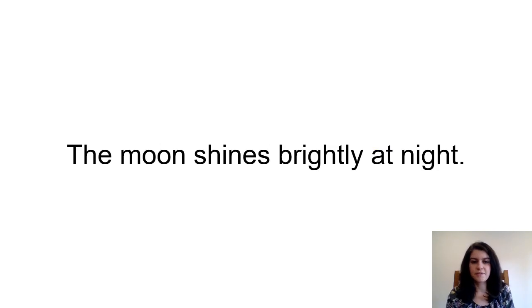Our first sentence says, the moon shines brightly at night. Find the verb in that sentence, the action. Good. The verb is shines. Remember, we wiggle underline verbs, so that's what we're going to practice doing today. We're going to wiggle underline the verb. Now we need to find the adverb. Remember, we can find the adverb by asking ourselves how. So how does the moon shine? Good. The moon shines brightly.